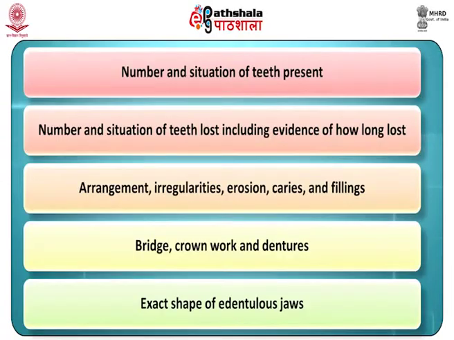The records include the number and situation of the teeth that are present. They also include the number and situation of the teeth that are lost, including evidence of how long they have been lost. The records include the arrangement, irregularities, any kind of erosion, caries and fillings. In addition, they include bridge and crown work and any kind of denture, that is artificial teeth. Lastly, the record also consists of the exact shape of the edentulous jaws.